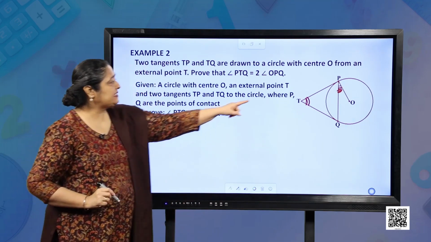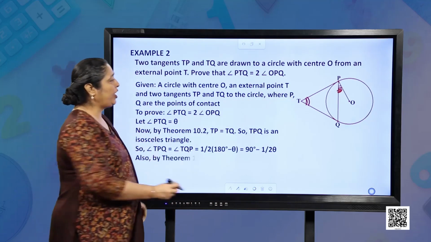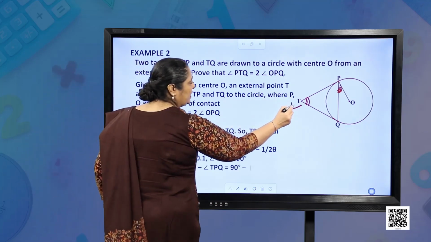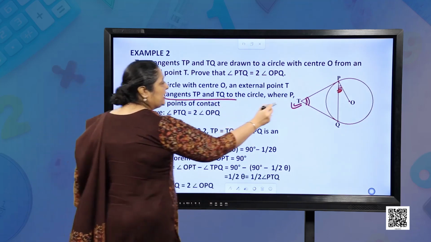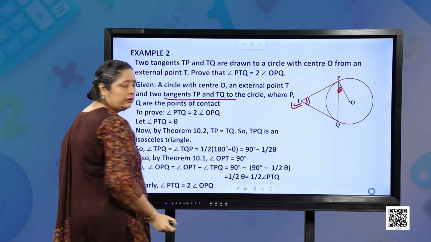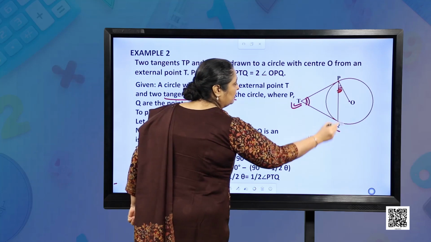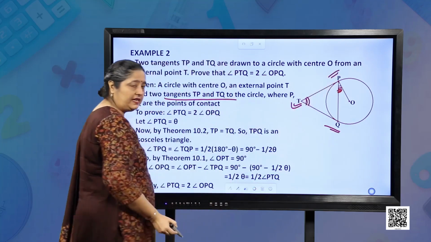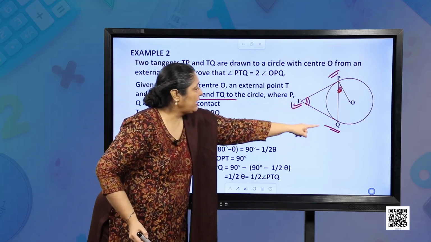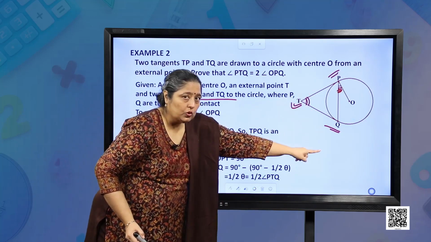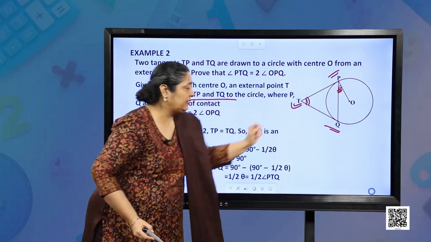Given is a circle with center O and an external point T. This is the external point T, and from T we have two tangents TP and TQ, where P and Q are the points of contact on the circle, right. So, we have to prove that angle PTQ is twice of angle OPQ, the smaller angle.